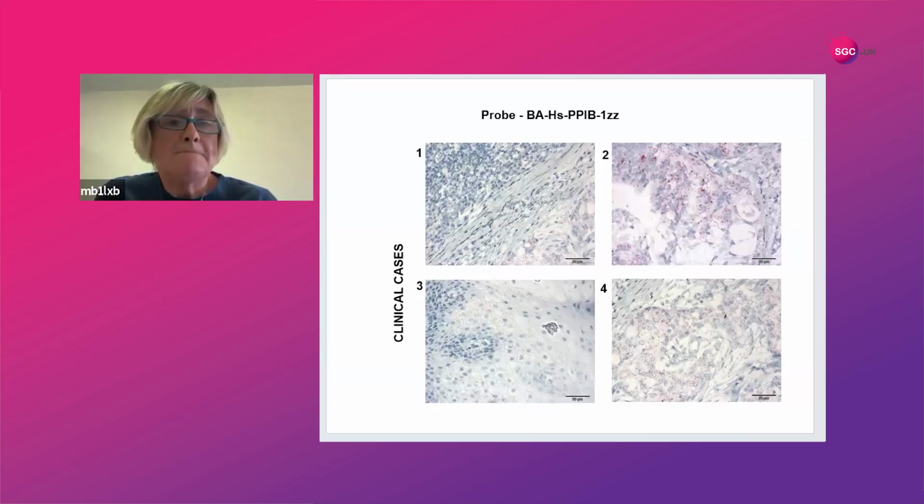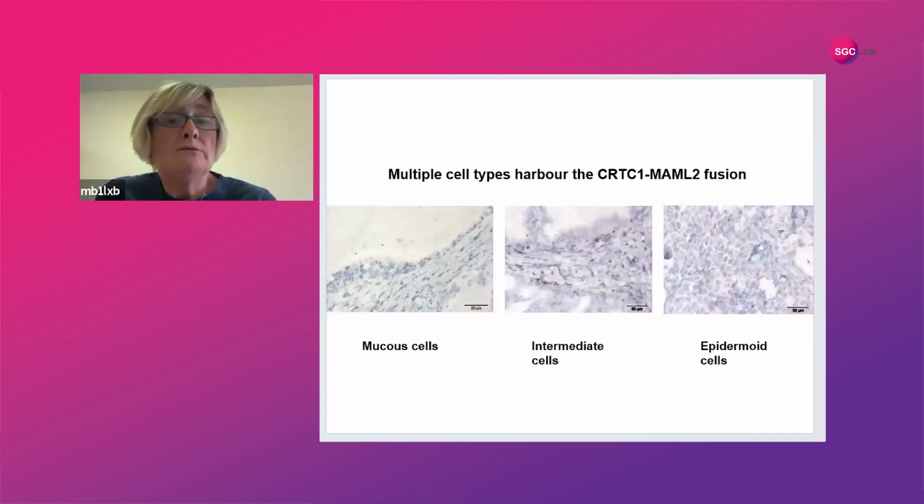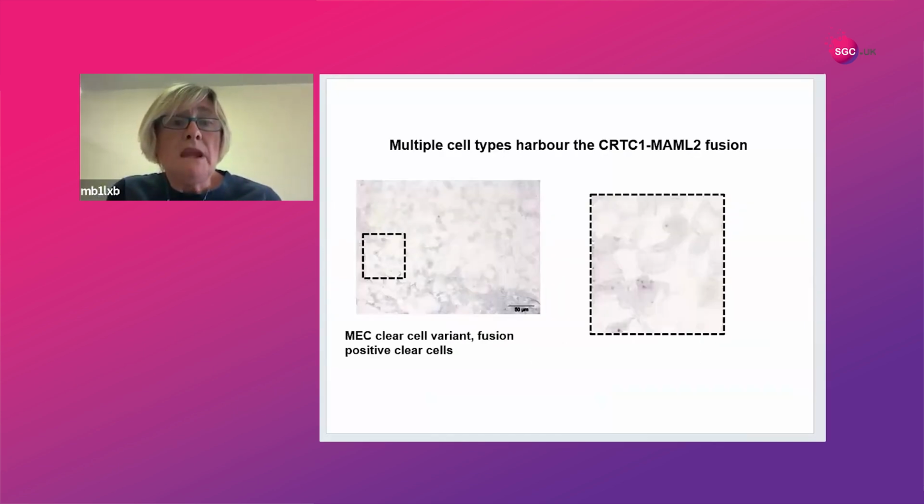Next slide, please. And we found that all cell types that you find within a mucoepidermoid carcinoma expressed the fusion gene. So that was new. That's new information that you can't tell from FISH, as I said. Next slide, please. And it hasn't previously been reported in clear cells, which I think Rob mentioned as a cell type previously. Next slide, please.